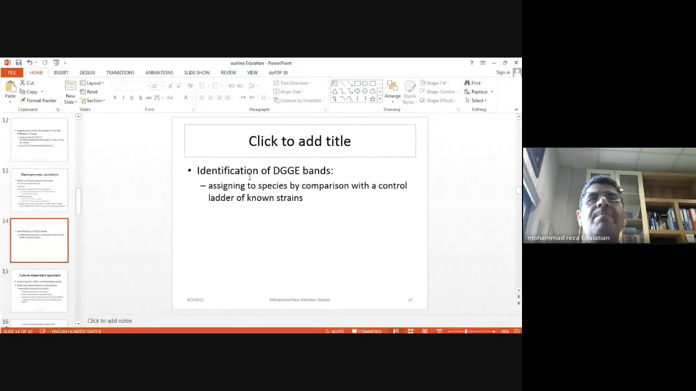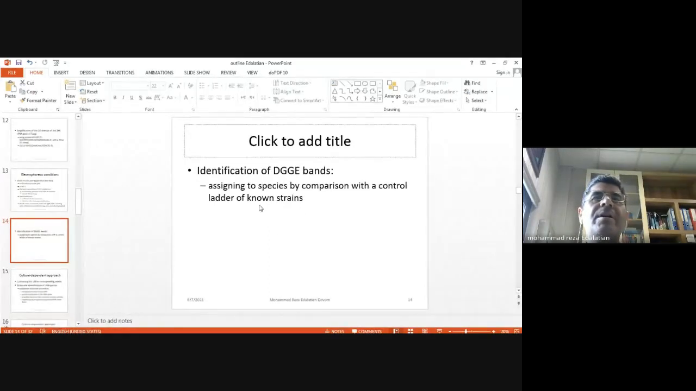In the next step, identification of DGGE bands. After the bands appear in the gels, we should identify the DGGE bands, assigning them to species by comparison with a control ladder of known strains. We should compare every band with a positive control ladder of known strains, which I will explain for you in the next slides.